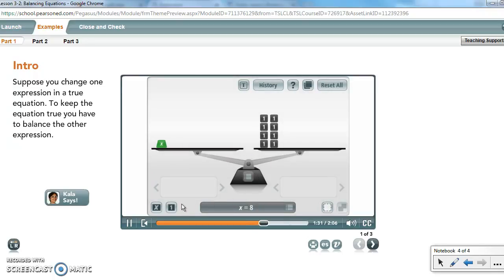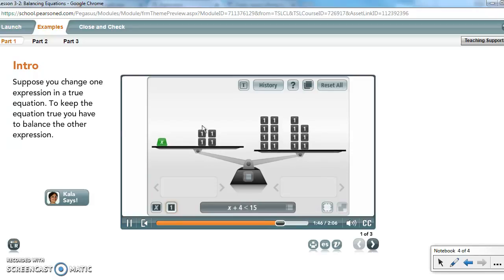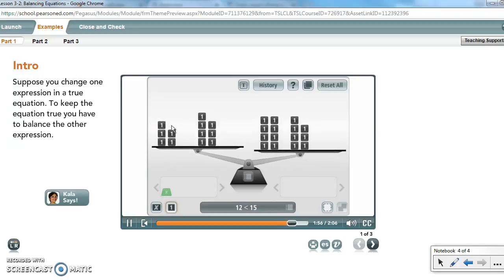Adding 7 1 tiles to the right pan again brings the pans out of balance, showing that the quantity of one side is not the same as the quantity of the other side. To bring the pans back into balance, add 7 1 tiles to the left pan as well. Because x equal to 8 was a true statement, you can replace the x tile from the left pan with 8 1 tiles, and the pan balance will still remain balanced.